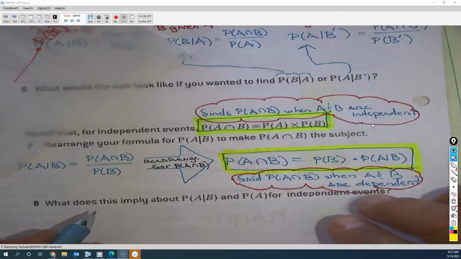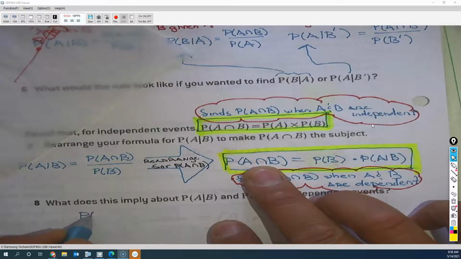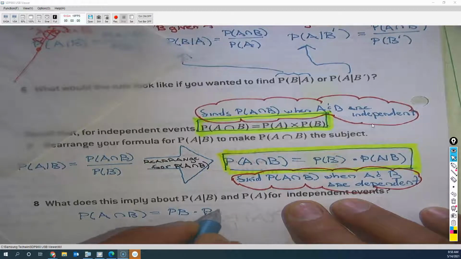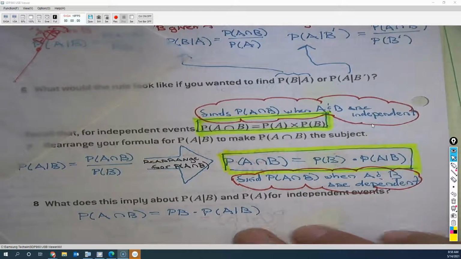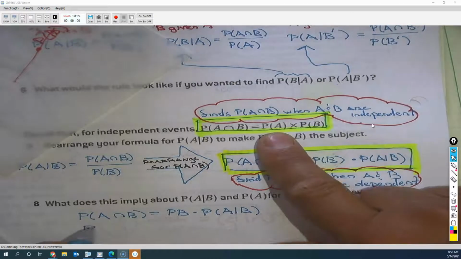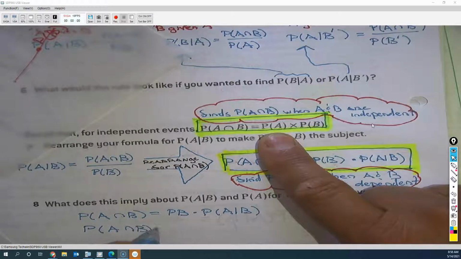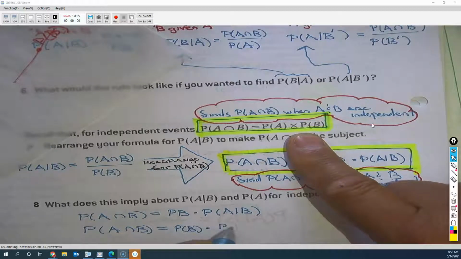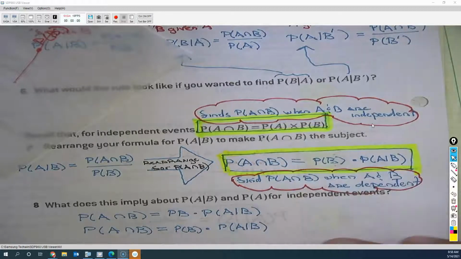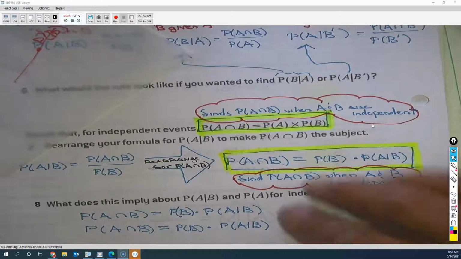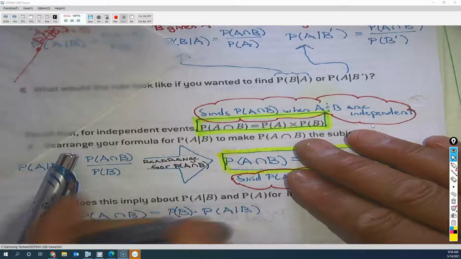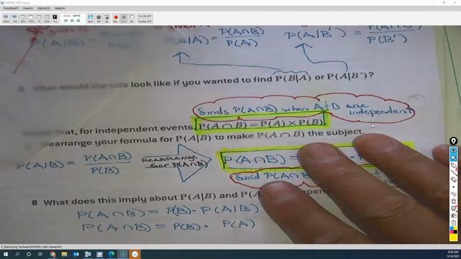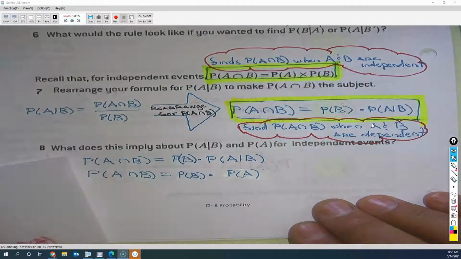Okay, so what this means is the following. If I took this rule, P of B times P of A given B, and then I took this rule, P of A intersect B, and I'm just going to switch the order of these, it doesn't change anything, P of B times P of A. If I told you both of these statements are true, what can you tell me about the probability of A?